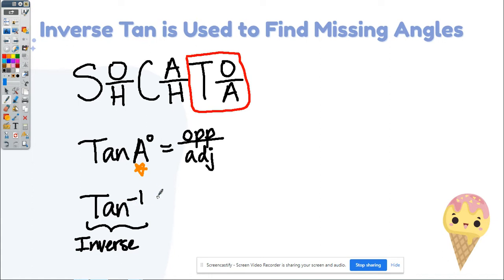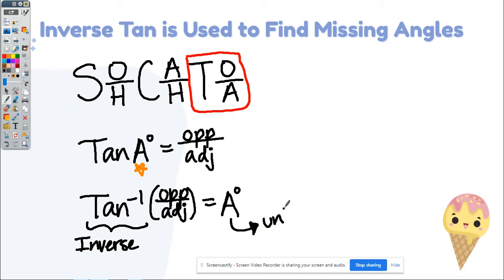So inverse tan of opposite over adjacent is equal to the angle. So this usually is used to find an unknown angle. So we're going to use tan inverse today. Once you see it in action, you'll see it's not too hard. I am going to also teach you how to do it on the calculator. Let's go with our very first example.